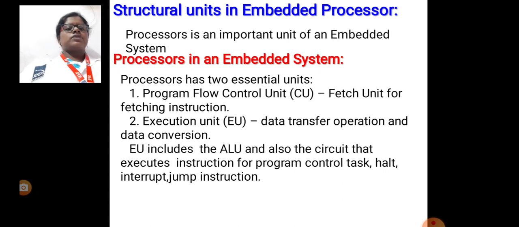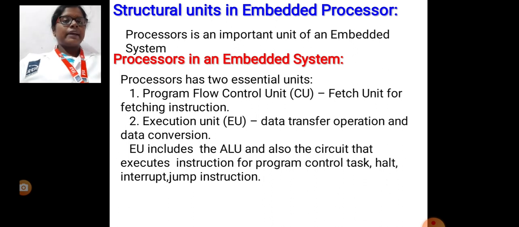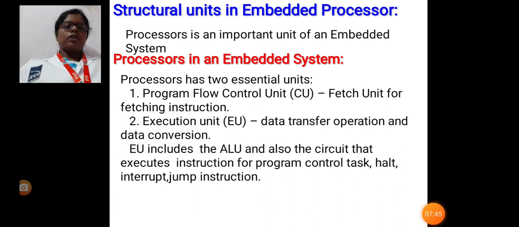A processor in an embedded system has two essential units: the program flow control unit, CU, which fetches instructions, and the execution unit, EU, for data transfer, operation and data conversion. EU includes ALU, which means arithmetic logic units, and also the circuit that executes instructions for program control tasks, halt, interrupt, and jump instructions.